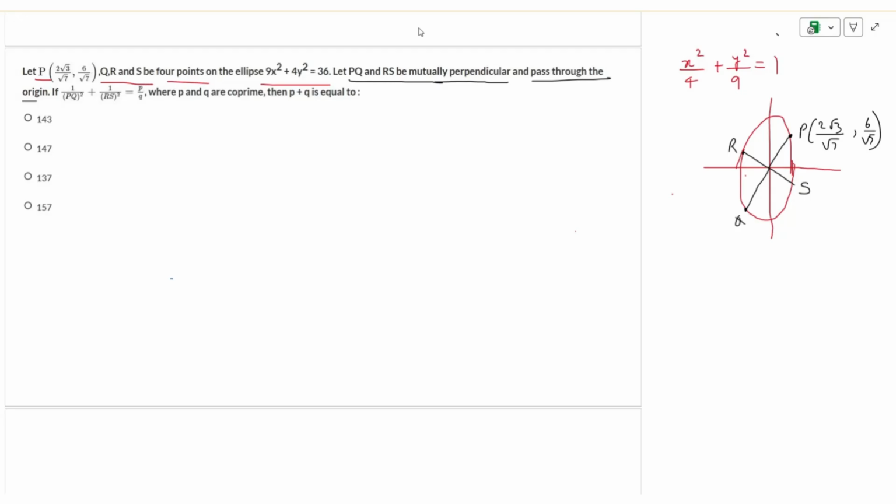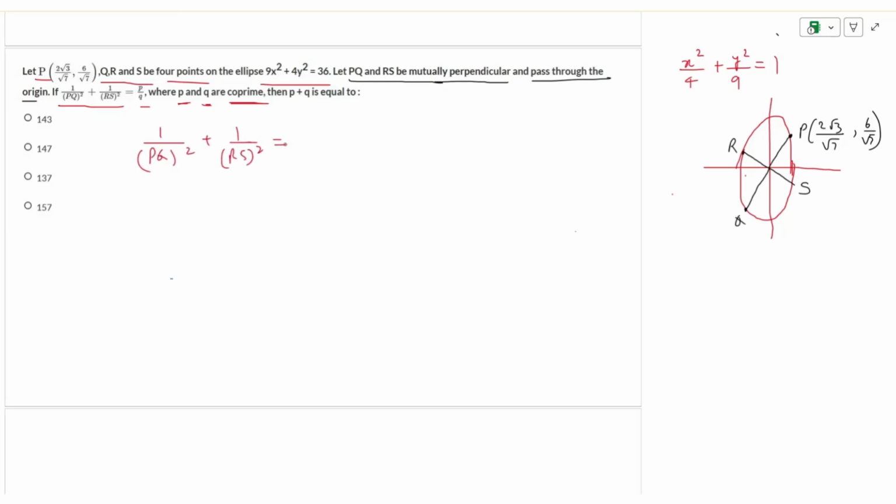Now let's focus on what they are asking you. If this is p by q, where p and q are co-prime, then what is p plus q? Co-prime means that they do not have any common factor, right? You have to write it in such a manner. So 1 upon PQ square, that's the value you want to know, plus 1 over RS square.